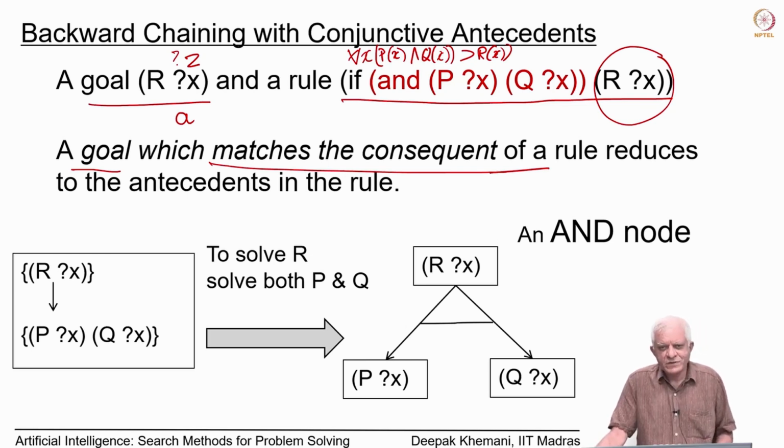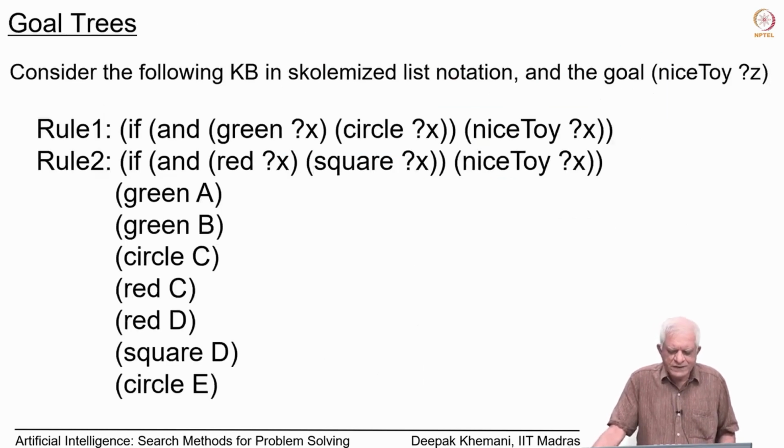And now, this is our old friend, the AND node, which we talked about when we were talking about goal trees and AND trees. Essentially this process can be captured, this rule can be represented as an AND node in some graph representation. So, let us assume that we have some database or knowledge base, whatever you want to call it.